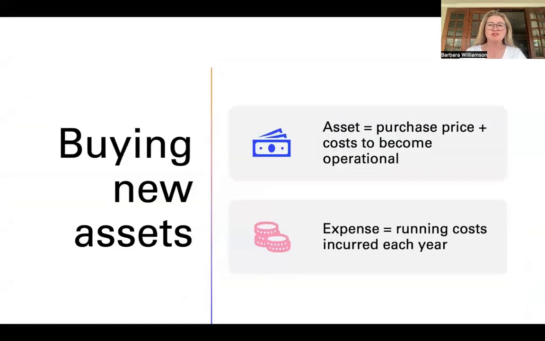Couple of concepts just to get you going and make sure that you've got the proper grounding. When you buy new assets, it's very important to understand that the cost of an asset is actually the total cost involved in bringing that asset to the condition and location where it is needed to be used. In other words, it is the purchase price plus any other costs to become operational. So that could be a delivery cost, an installation cost, a registration cost, etc.